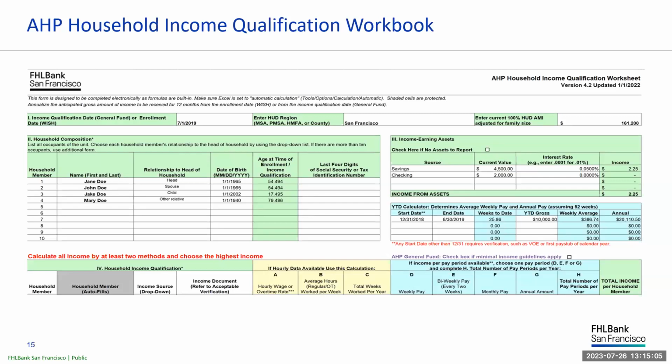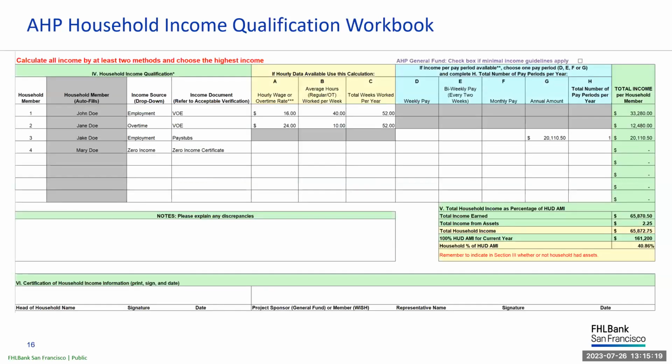In Section 4, note the reminder in red to use at least 2 calculation methods for employment income and choose the highest income projection. Now, household member number one, employment income is estimated by using the hourly rate calculation based on information provided by the verification of employment.